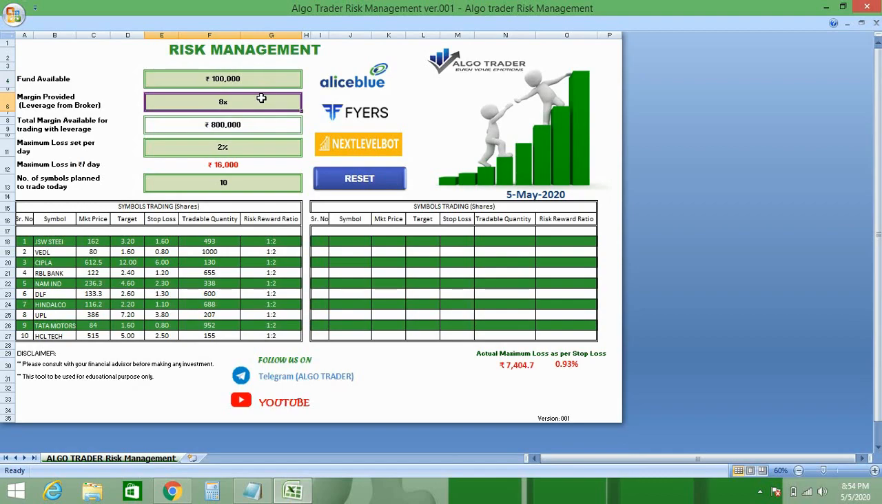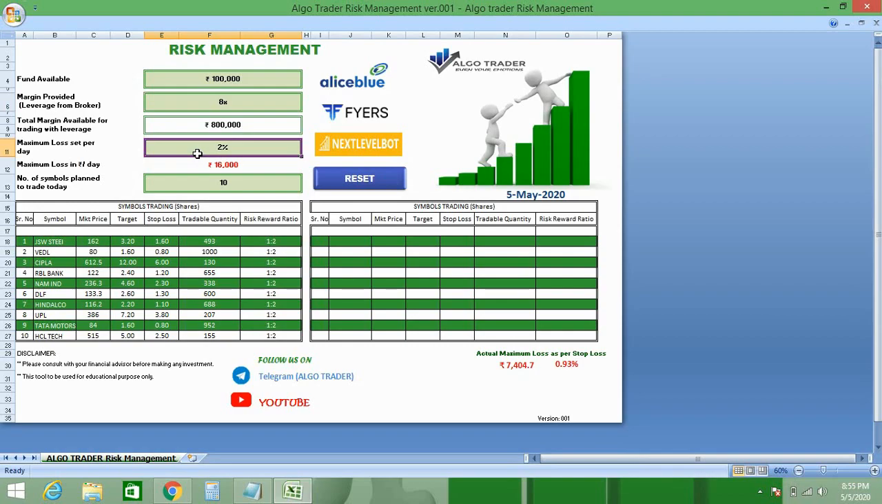If you are doing it for derivatives, guys, and you fall under 20 times, just put 20. So your 1 lakh becomes 20 lakhs. As simple as that, guys. For today's example, I'll go for equity. Just put 8. Okay, so the next one is the maximum loss set per day, guys.